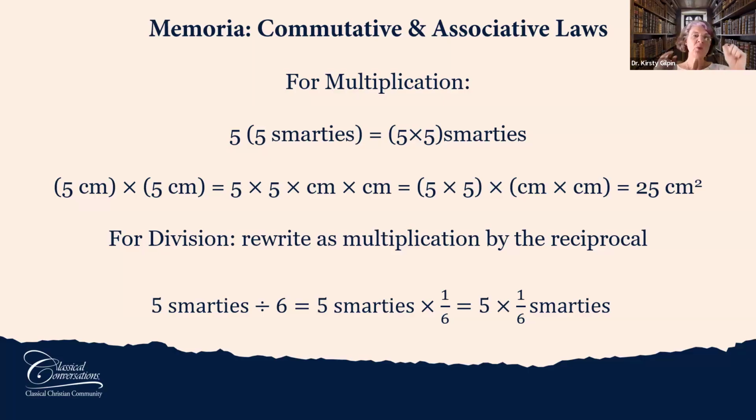However, we can rewrite division as multiplication by the reciprocal, right? That is our multiplicative identity law. Actually, it's more the reciprocal law, that those are equivalent. And so I can take my 5 Smarties divided by 6 and rewrite that as 5 Smarties times 1/6. Then I can use the commutative law and the associative law to take my 5 times 1/6 and get that I have 5/6 of a Smartie.